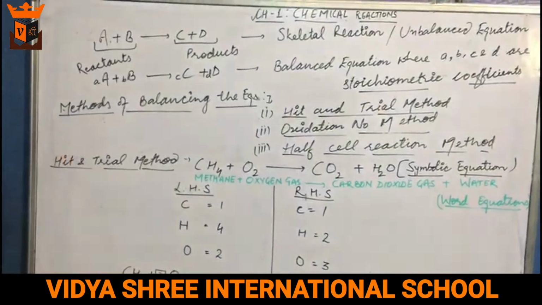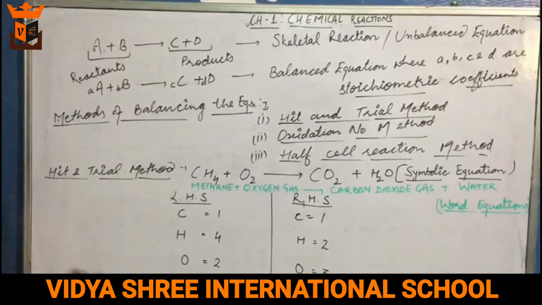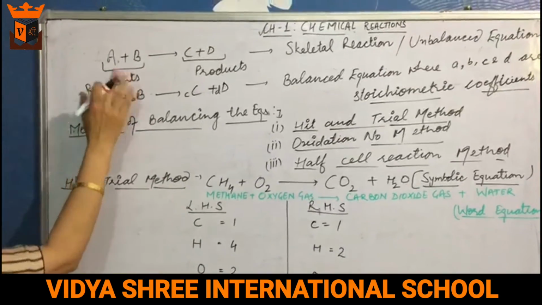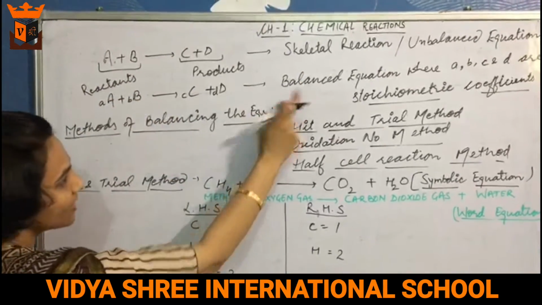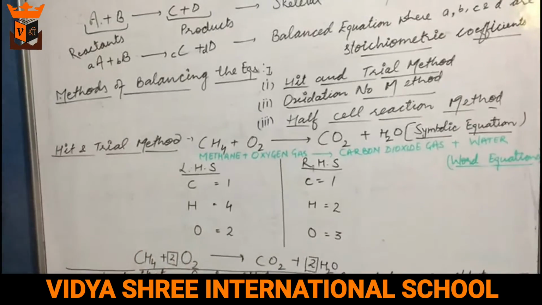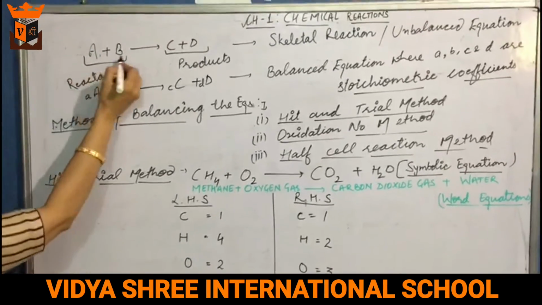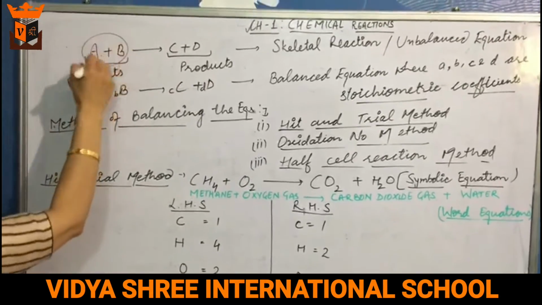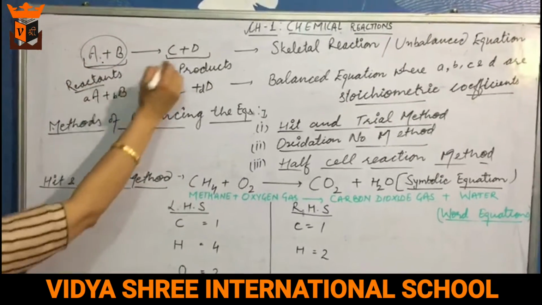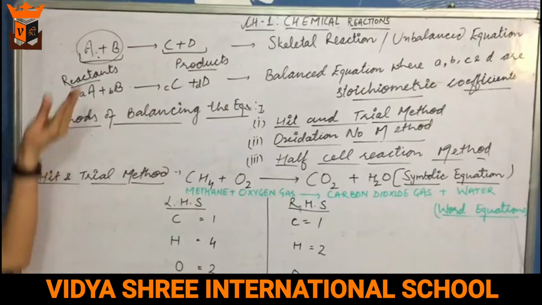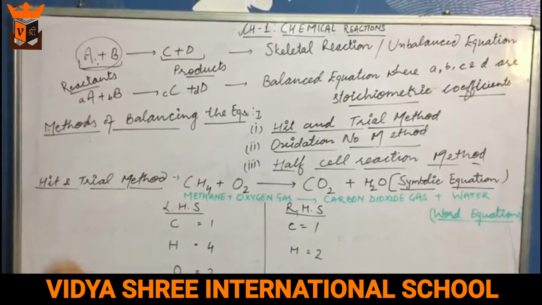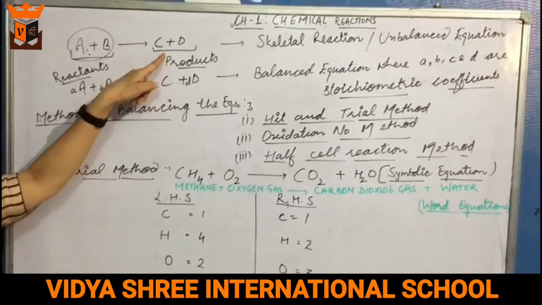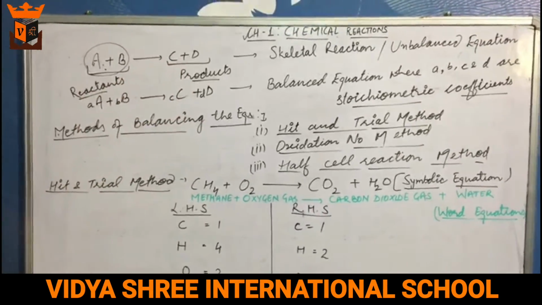Fine. Today we'll be dealing with the second part of the chapter chemical reaction. Here we'll be dealing with skeletal reaction, balanced equation and balancing of the equation. A plus B give rise to C plus D, where A and B are reactants and C and D are products. The substances which take part in a chemical reaction are called reactants, while the substance which is formed in a reaction is called product.